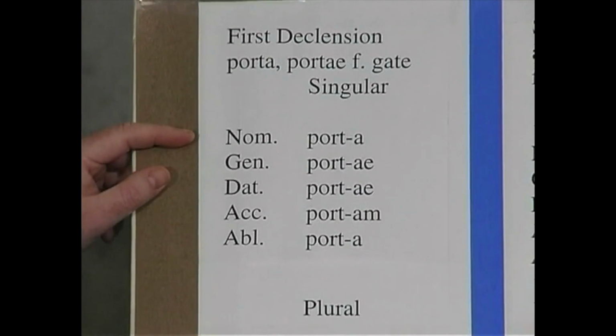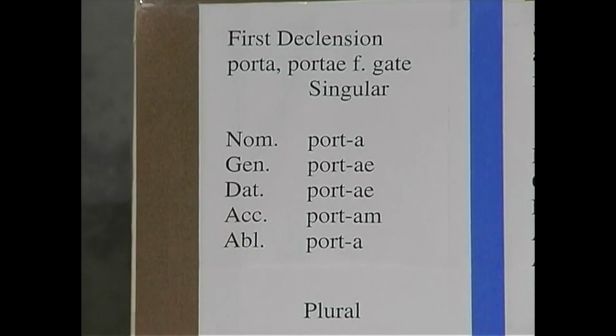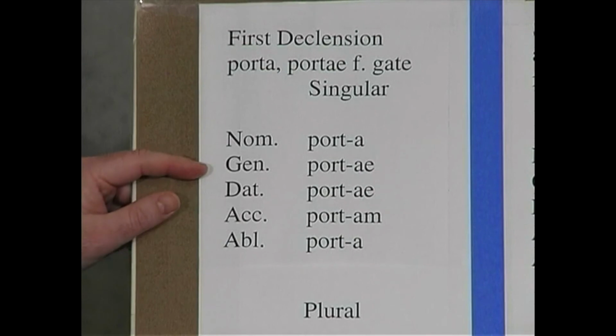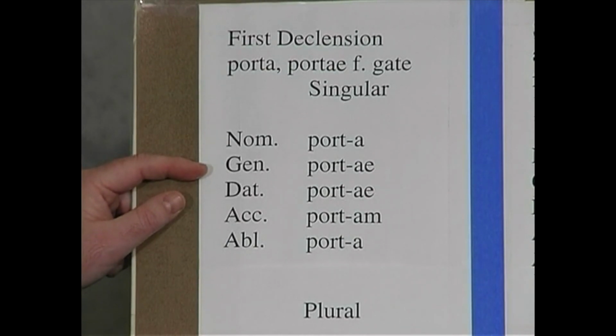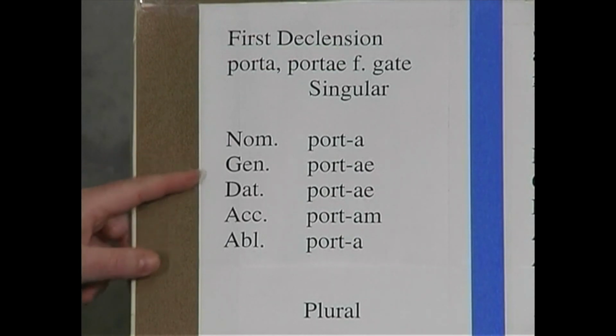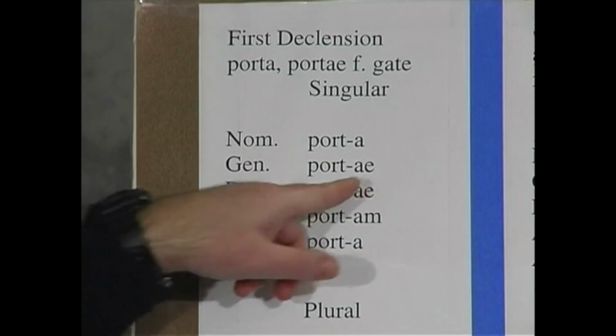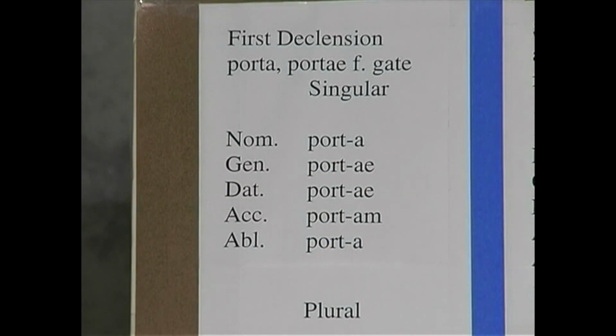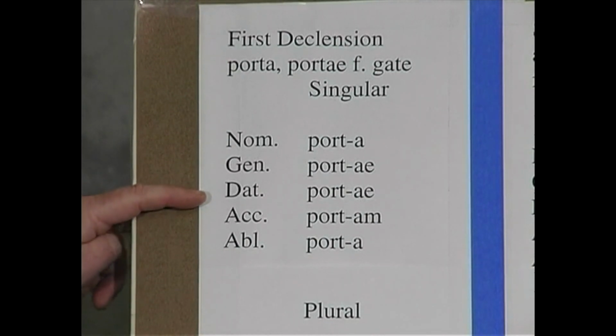Nominative singular, porta. This is how this noun would be spelled if the word were the subject of the sentence. Genitive, that's the case of dependence or possession. And this translates of the gate. So the gate, of the gate. Dative, portae, to or for the gate.